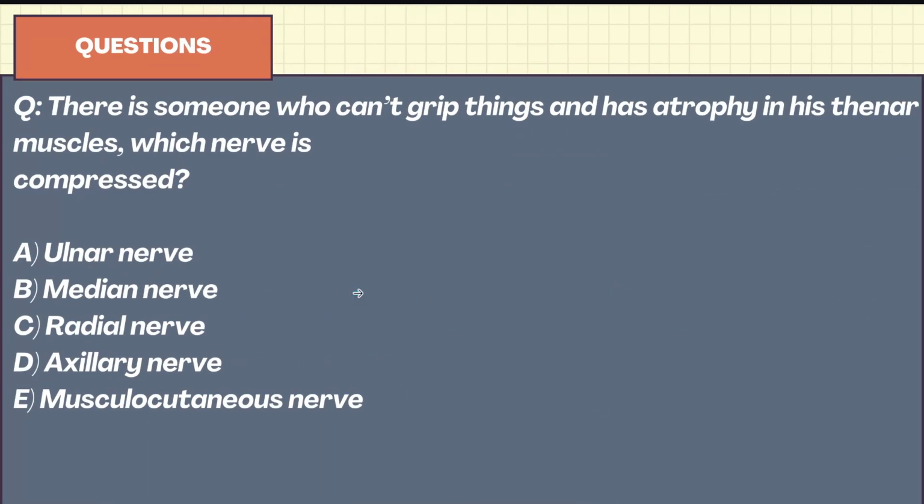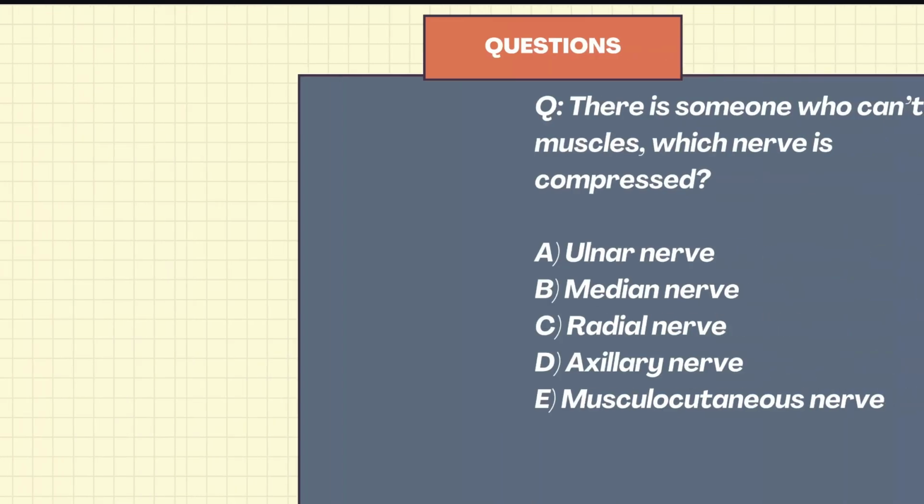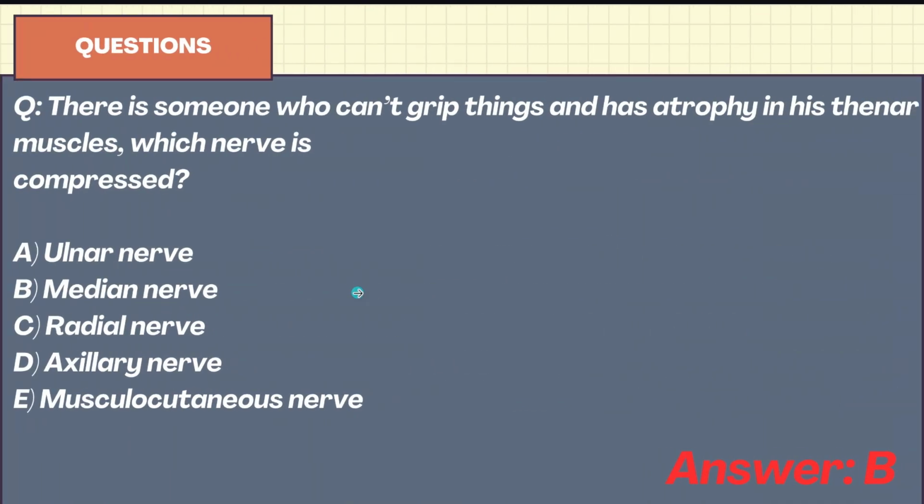There is someone who can't grip things and has atrophy in his thenar muscles. Which of the following nerves is compressed? We just said earlier that the nerve that supplies the thenar compartment is the median nerve, or also the recurrent branch of the median nerve. However, we're going to talk about that just now in hand 2.